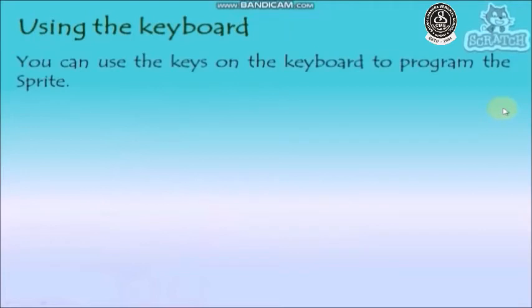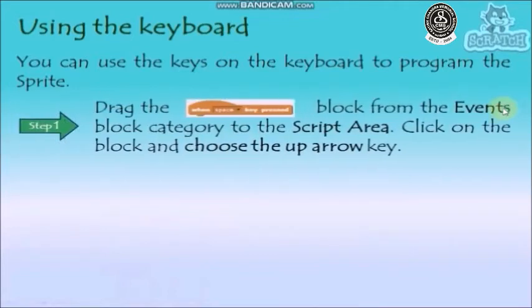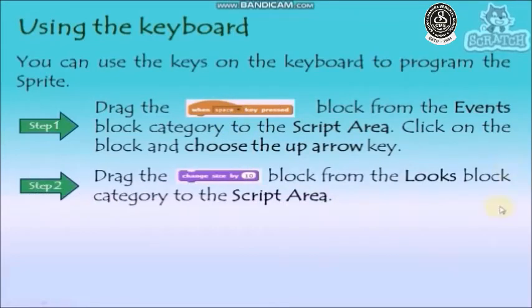Using the keyboard. You can use the keys on the keyboard to program the sprite to make it more interactive, like a game. Step 1. Drag the when space key pressed block from the events block category to the script area. Click on the block and choose the up arrow key in place of the space key. Step number 2. Drag the change size by 10 block from the looks block category to the script area.